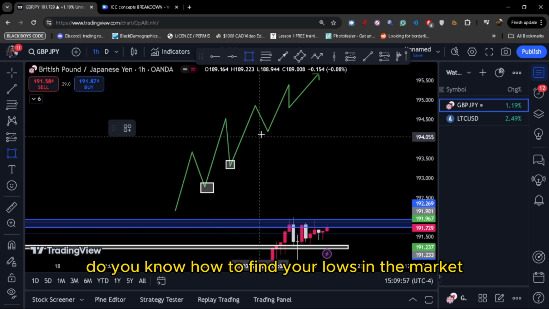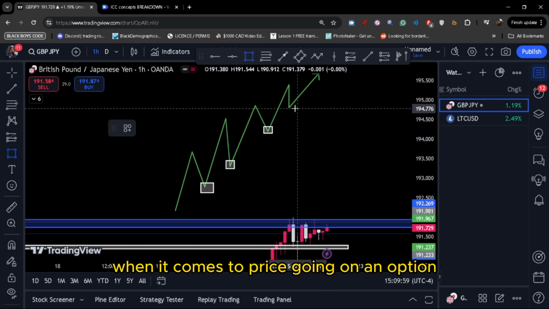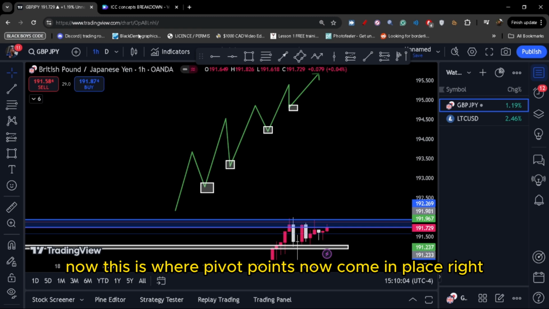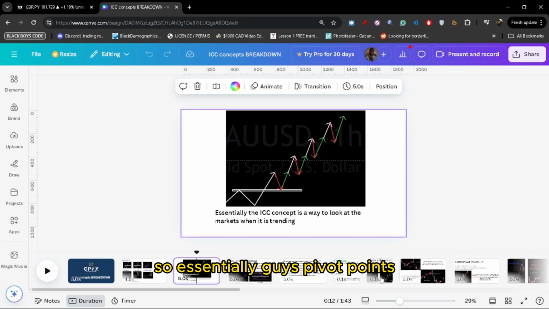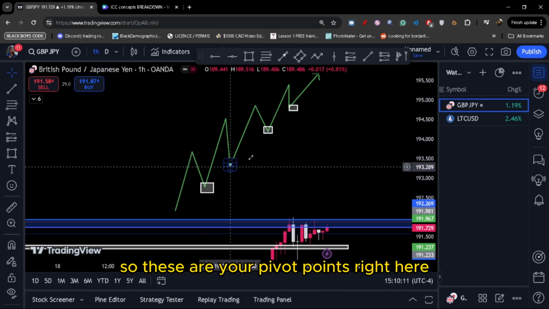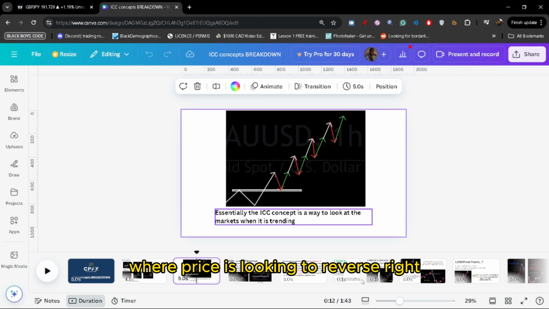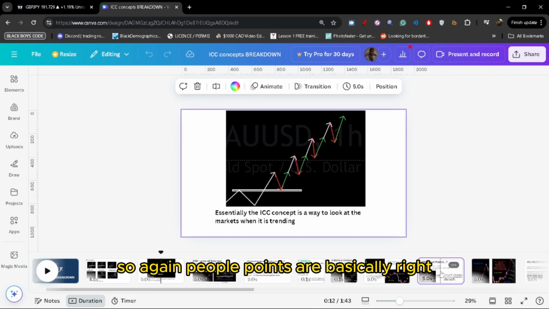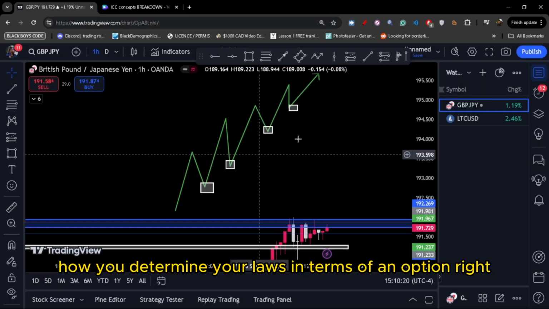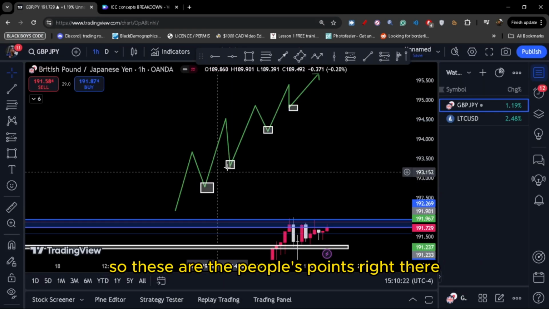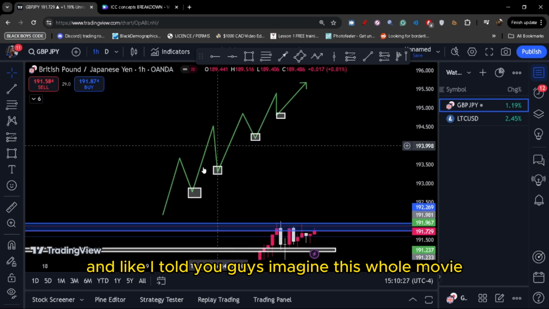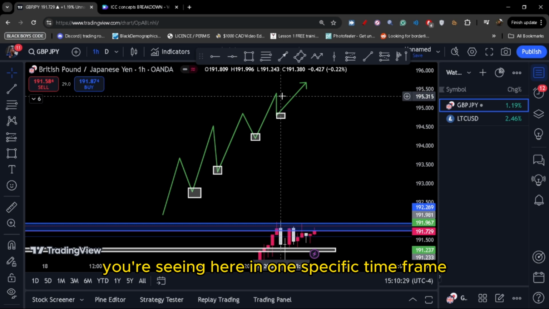Do you know how to find your lows in the market when it comes to price going on an uptrend? This is where pivot points come into place. Pivot points are where you want to be looking for your trade. These are your pivot points right here, where price is looking to reverse. Pivot points are basically how you determine your lows in terms of an uptrend. And like I told you guys, imagine this whole move you're seeing here in one specific time frame, which is the 1 hour time frame.